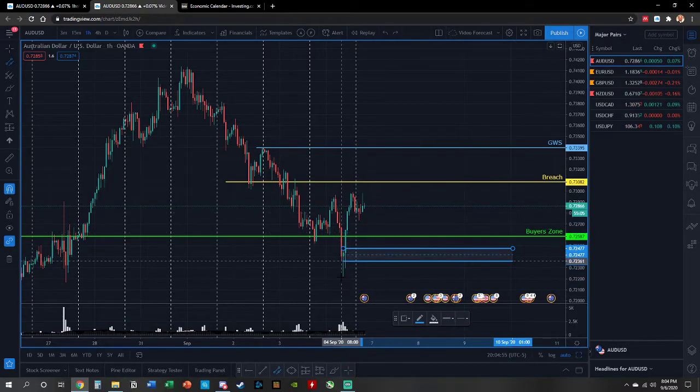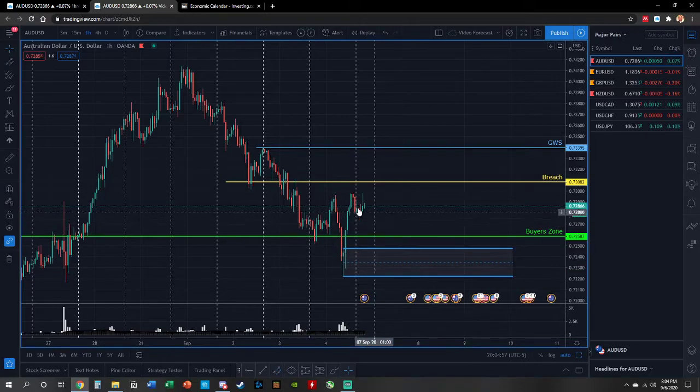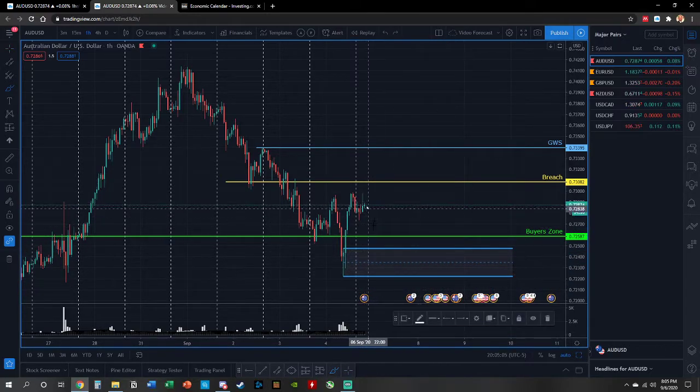I want to see a test down to this area. Okay, and I don't want to see anything aggressive going through. I just want to see price come down, tap this. If it taps this and we have a nice strong green candle, I'm going to look to get in. I'm going to be looking to go up here, right?